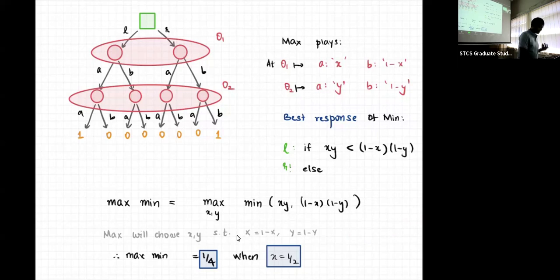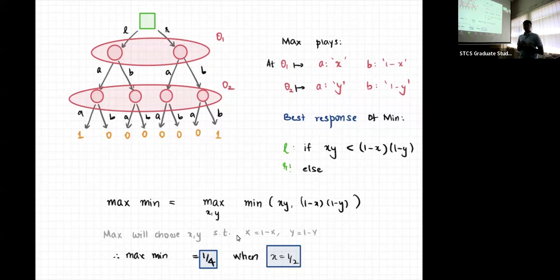So once again, you will end up with X equal to half, Y equal to half, and the maximum will be 1 by 4, X into Y. Okay, so this is a specific strategy that you have. I'm saying, at theta 1 with probability X you choose A, and at theta 2 with probability Y you choose A. So this is a strategy, where X could be anything from 0 to 1. You have to find your X.